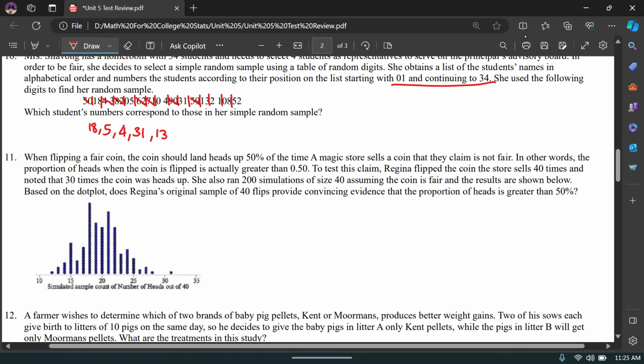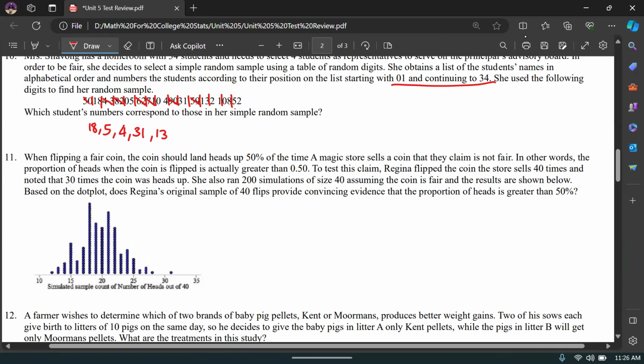So basically, we're at a magic store. There's a coin that's supposed to be kind of a rigged coin, that's supposed to land on heads more than it lands on tails. So we try out this coin, and it turns out we landed on heads 30 times out of 40. So 30 heads and 10 tails. Now, the question is: is that convincing evidence that that coin is indeed a rigged coin?